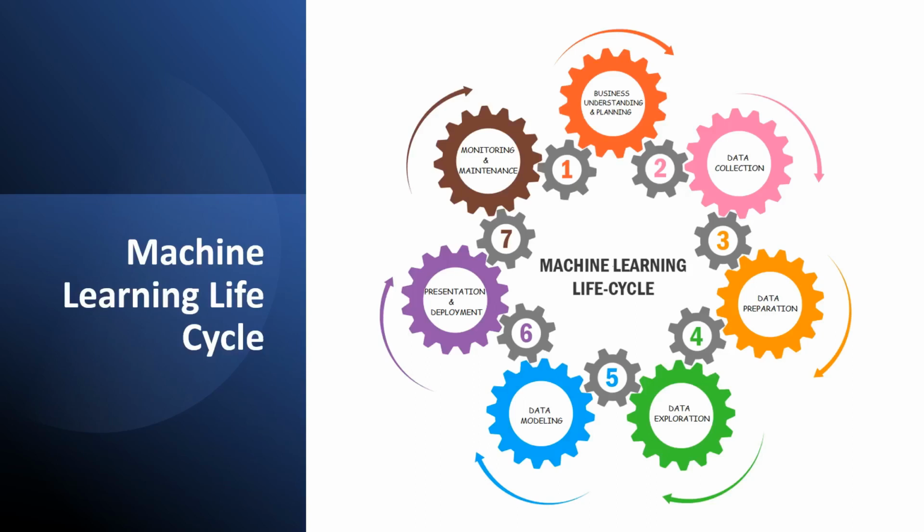Hello and welcome to this video on machine learning life cycle. As we know, machine learning has given the computer systems the abilities to automatically learn without being explicitly programmed. But how does a machine learning system work? So, it can be described using the life cycle of machine learning. Machine learning life cycle is a process to build an efficient machine learning project. The main purpose of the life cycle is to find a solution to the problem or project.